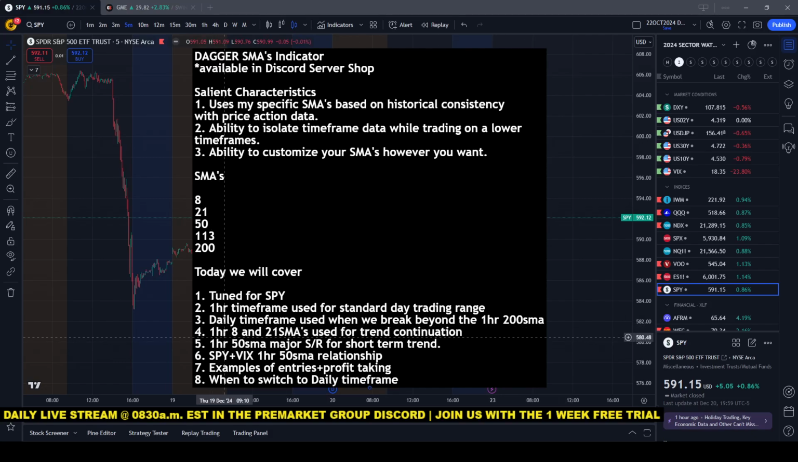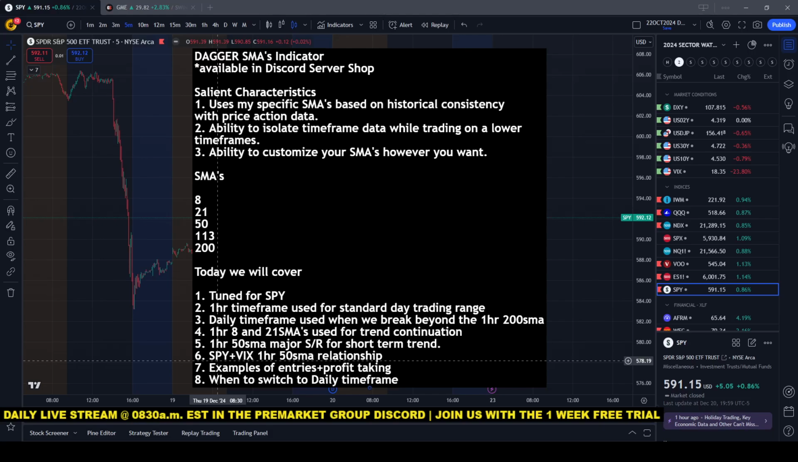We're also going to discuss the significance of the 1 hour 8 and 21 SMAs used for short-term trend continuation. We're also going to cover the 1 hour 50 SMA, which is your major support resistance for short-term trend. Also, we're going to talk about the correlation between the S&P 500, so SPY, and VIX.